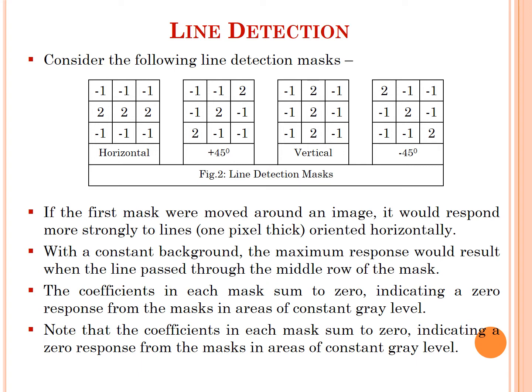If the first mask were moved around an image, it would respond more strongly to lines that are 1 pixel thick oriented horizontally. With a constant background, the maximum response would result when the line passed through the middle row of the mask. The coefficients in each mask sum to 0, indicating a zero response from the mask in areas of constant gray level.